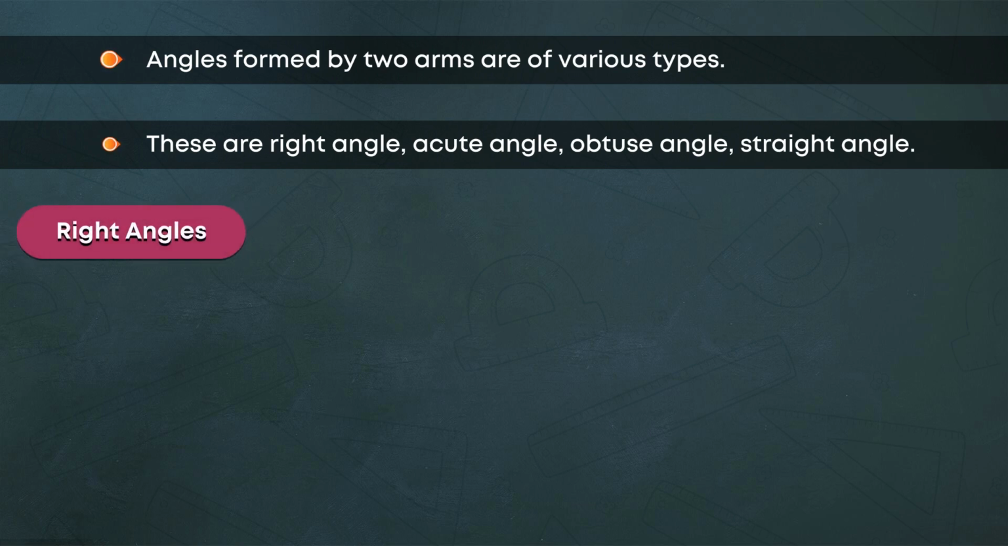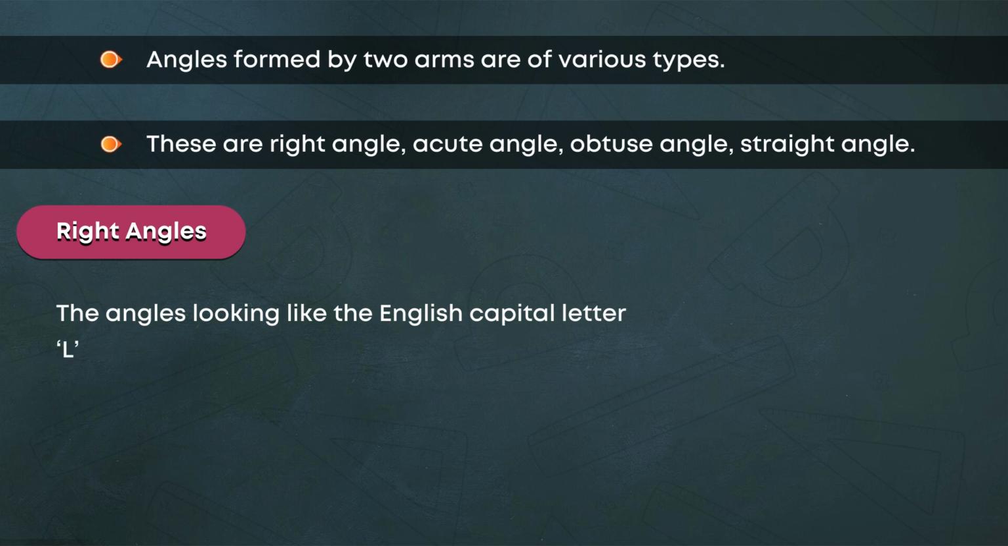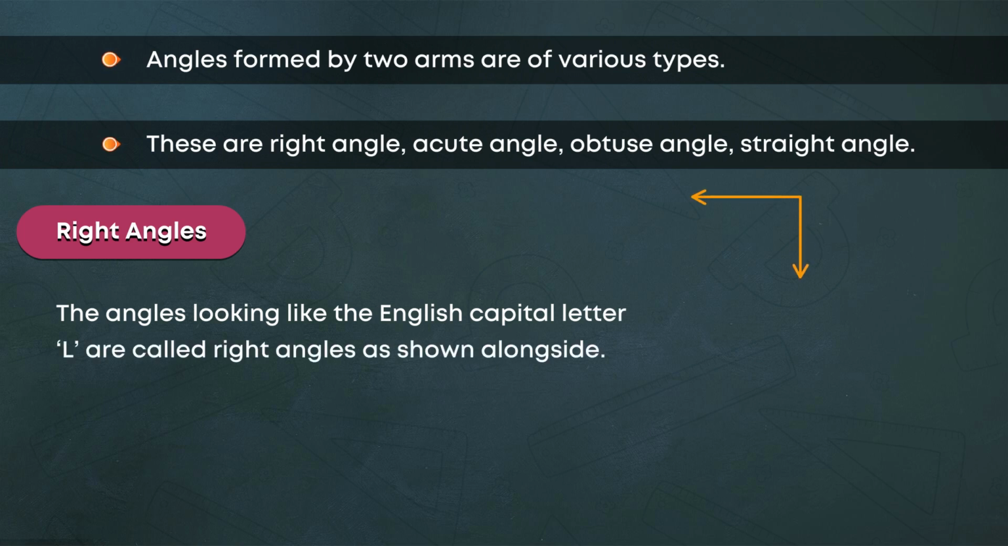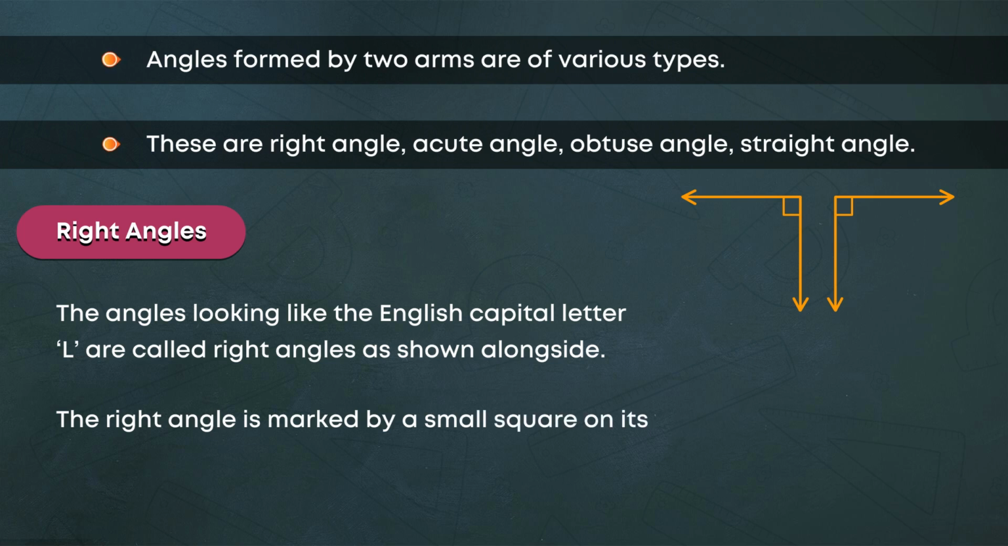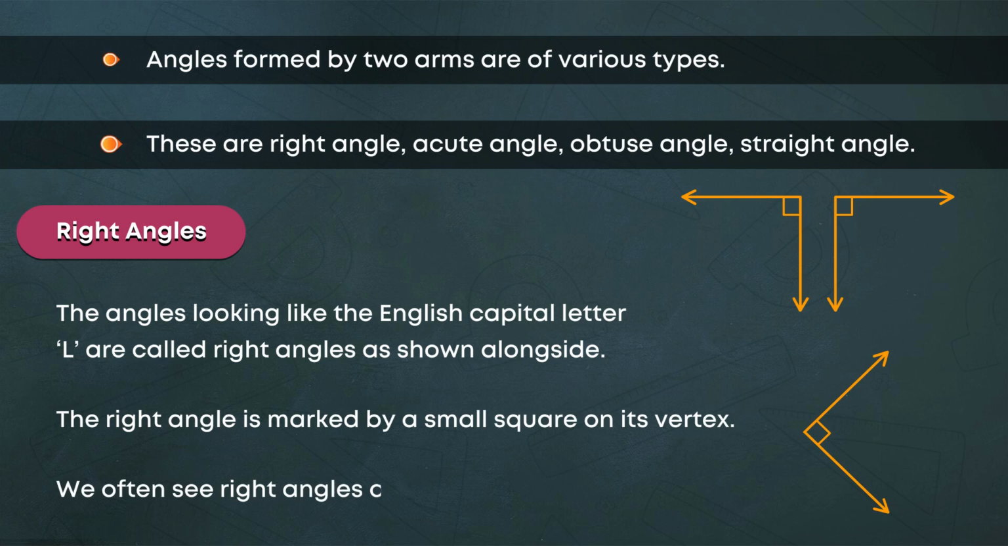Right angles. The angles looking like the English capital letter L are called right angles as shown alongside. The right angle is marked by a small square on its vertex. We often see right angles all around us. Can you spot some of them?